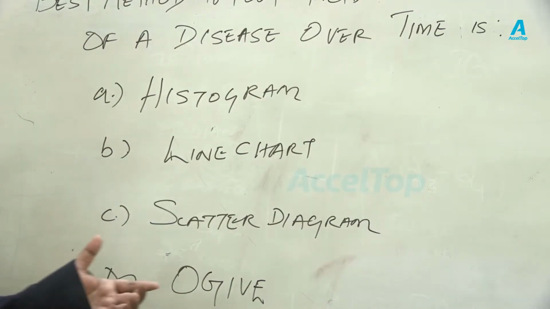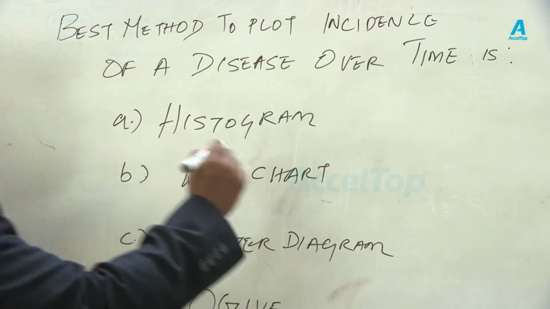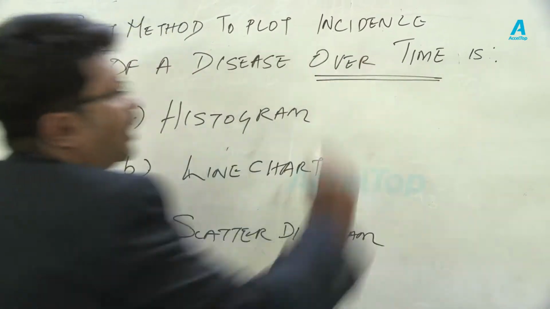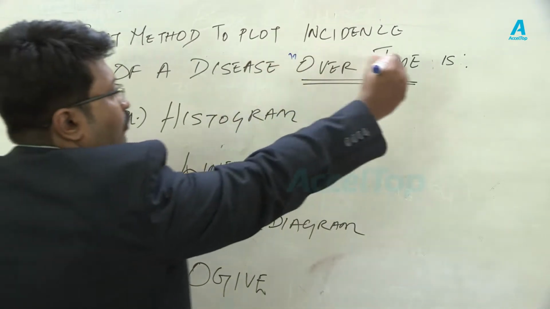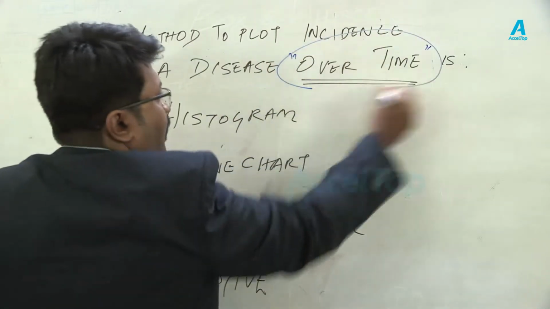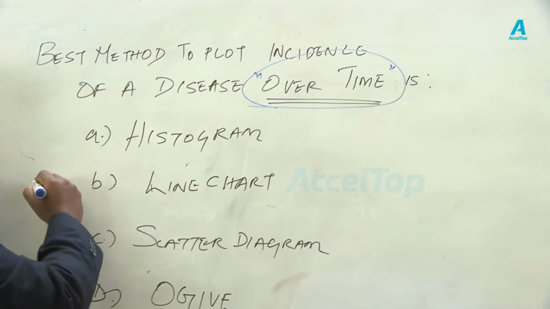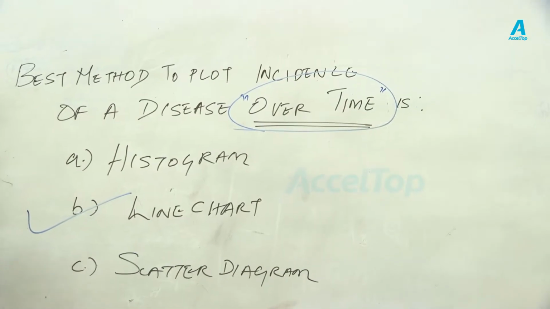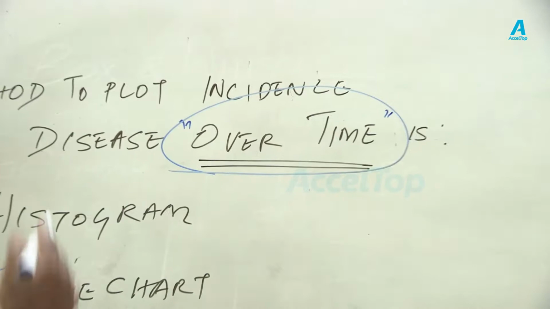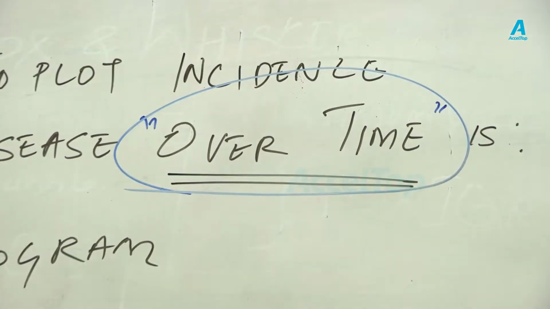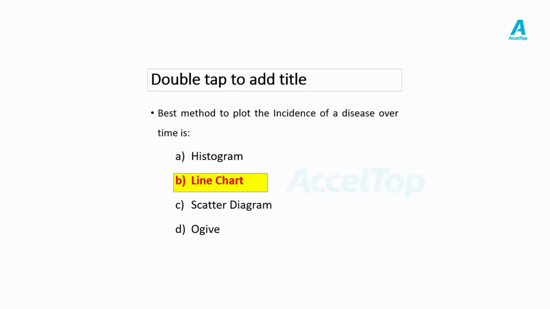So in this question, they are asking which is the best method to plot incidence of the disease over time. So this is the main point that you have to look into. Over time, the time trend of events is depicted by means of a line chart. We cannot see the time trend of events in the other forms of presentation of data. So the answer for this question is option B, line chart.